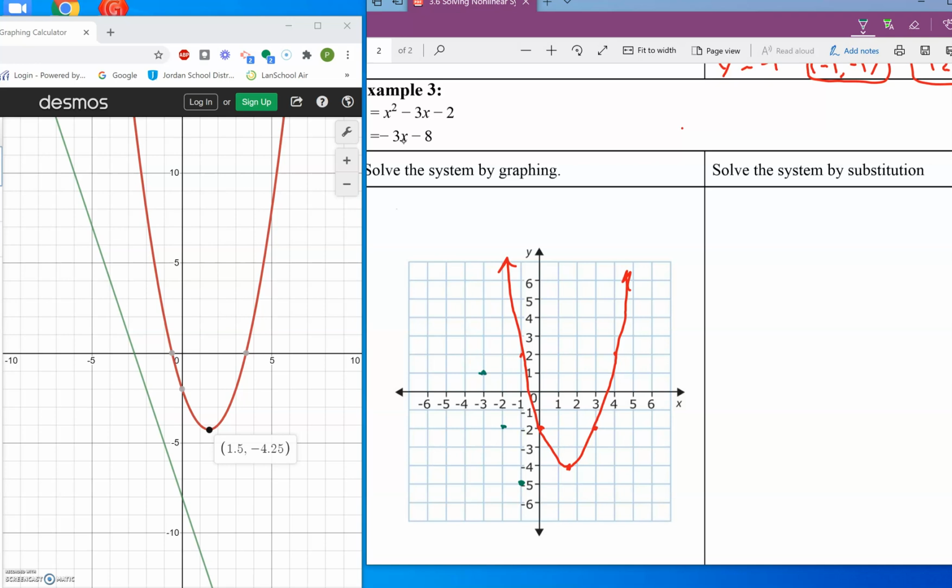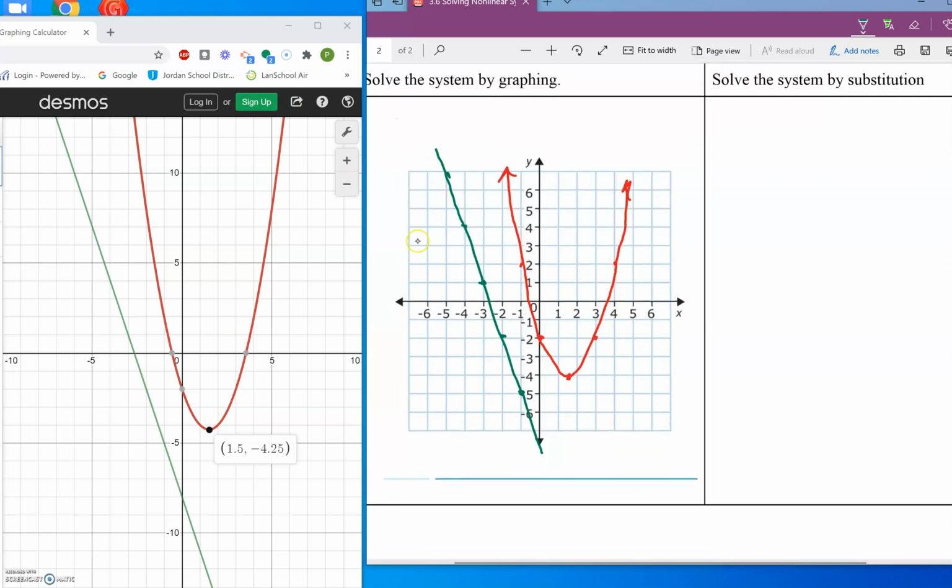Do I? -3 times -3 is 9. 9 take away 8 is 1. Yep. Up 3, left 1. Get a nice accurate line. And there is no solution because these two graphs do not intersect. So no solution to the system of equations. Okay? No solution to the system of equations.